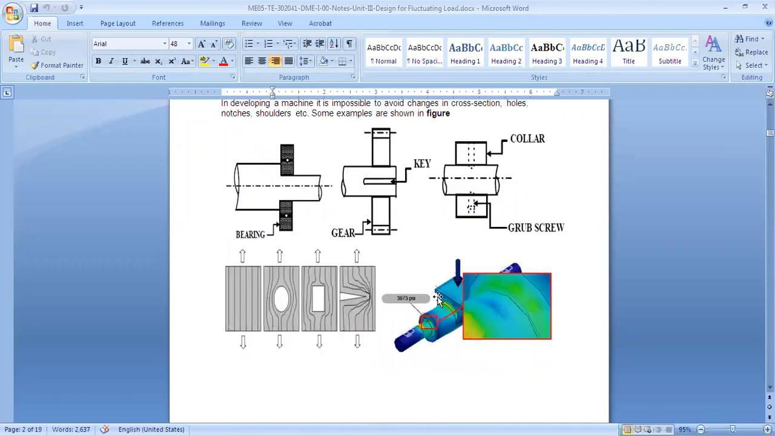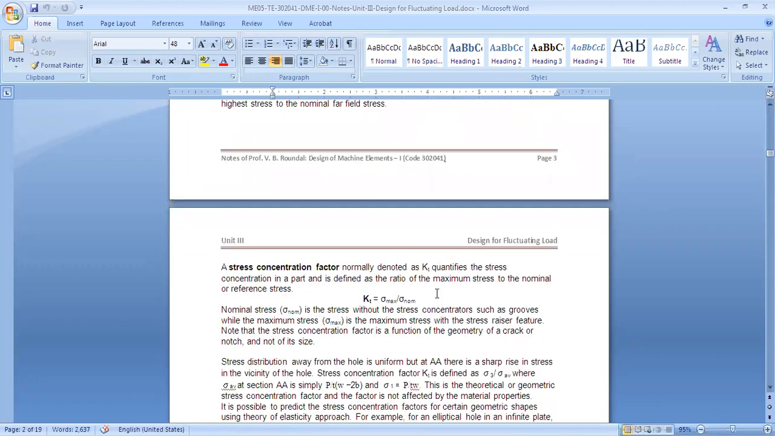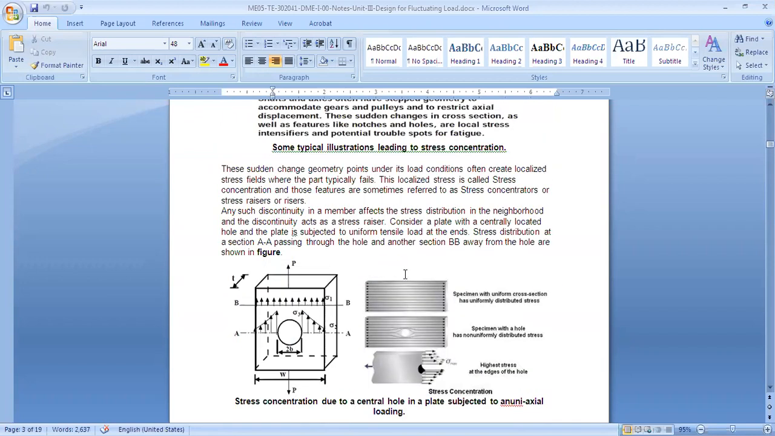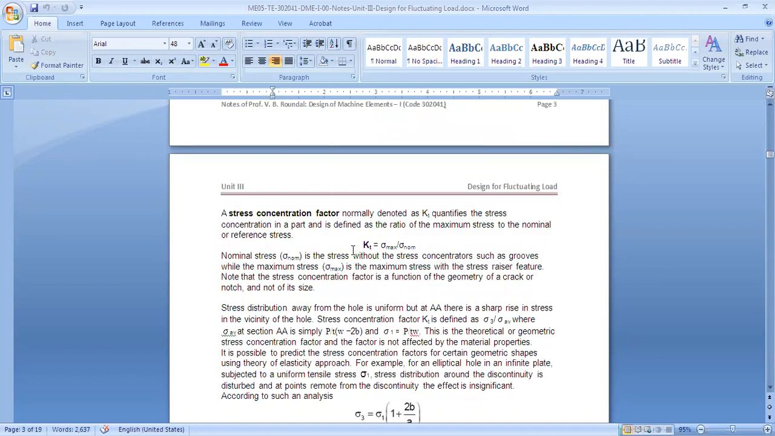So for that, we have gone through the basic concepts of stress concentration. What is stress concentration, why it happens, why we cannot avoid it, because we need changes in the dimensions, and when there is a dimension change, the stress concentration happens. So we tried to understand what is stress concentration, why we cannot avoid it, and then how to design for it. For that we have seen the stress concentration factor.